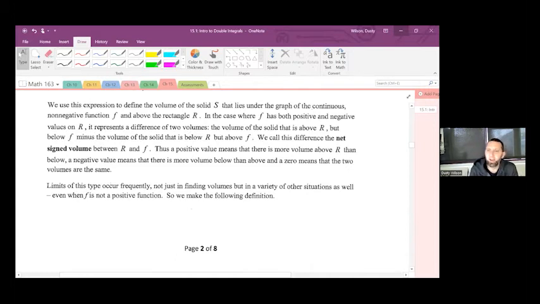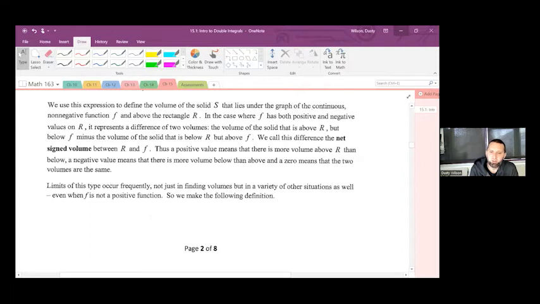In the case where f has both positive and negative values on R, it represents a difference of two volumes. The volume of the solid that's above R but below f minus the volume of the solid that is below R but above f. We call this difference the net signed volume between R and f. Thus, a positive value means that there's more volume above R than below. A negative value means that there is more volume below than above. And a zero means that the two volumes are the same.